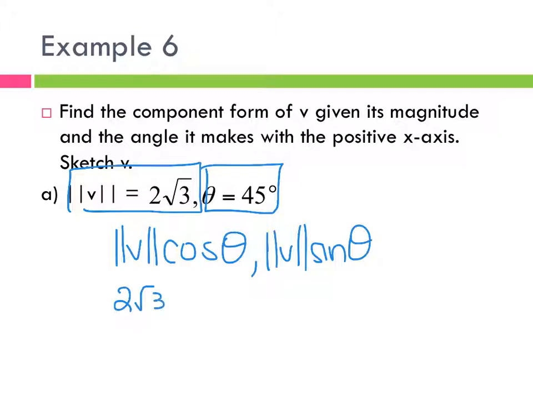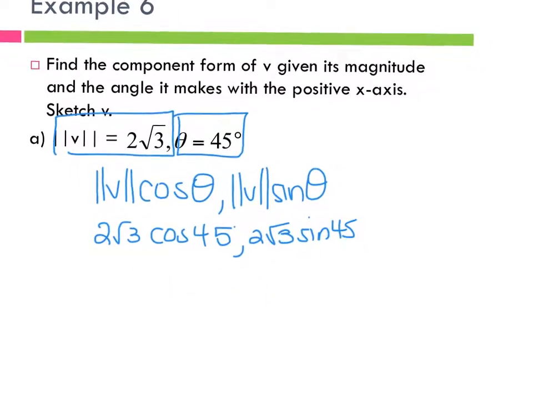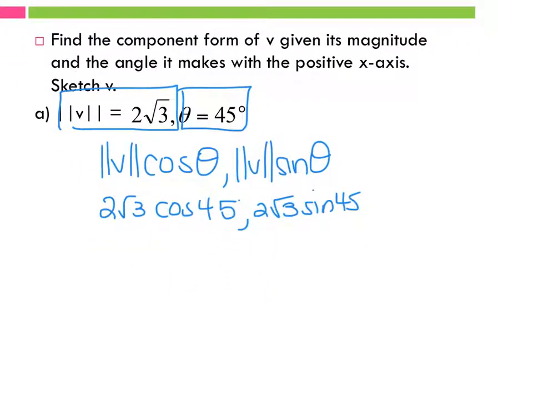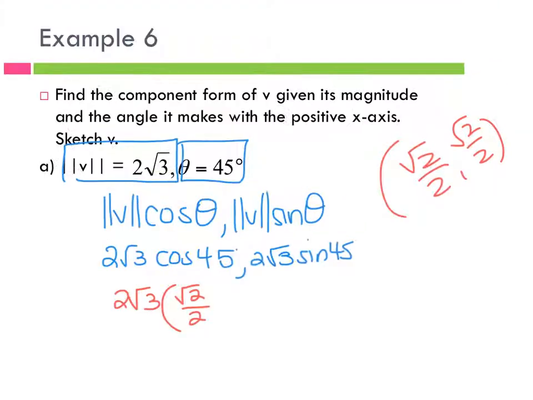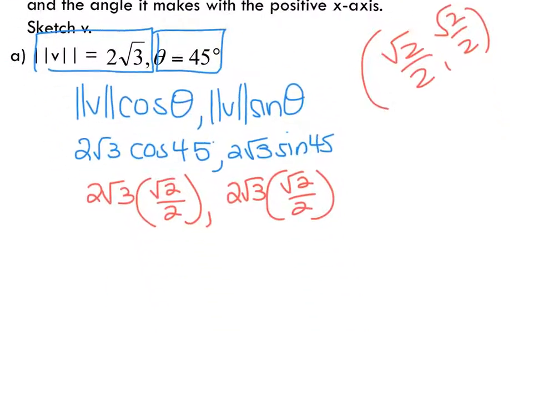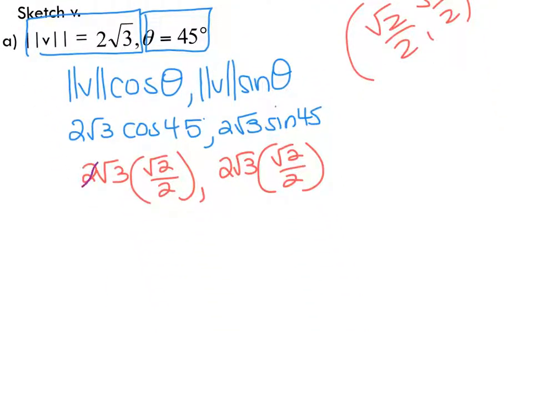So 2 root 3 cosine 45, 2 root 3 sine of 45. What's the point at 45? It's been a long time since we talked about unit circle, right? It doesn't go away. Point there is root 2 over 2, and root 2 over 2. So this would be 2 root 3 times root 2 over 2, comma, 2 root 3 times root 2 over 2. And then you just want to simplify it. So the 2's would cancel. Root 3 times root 2 is root 6.